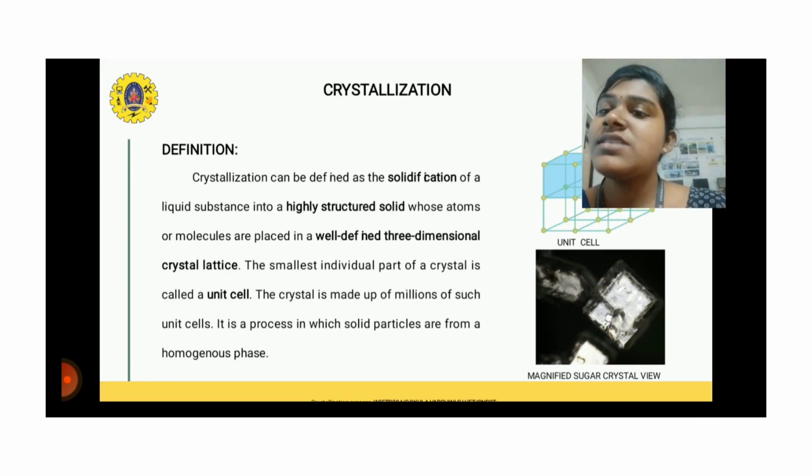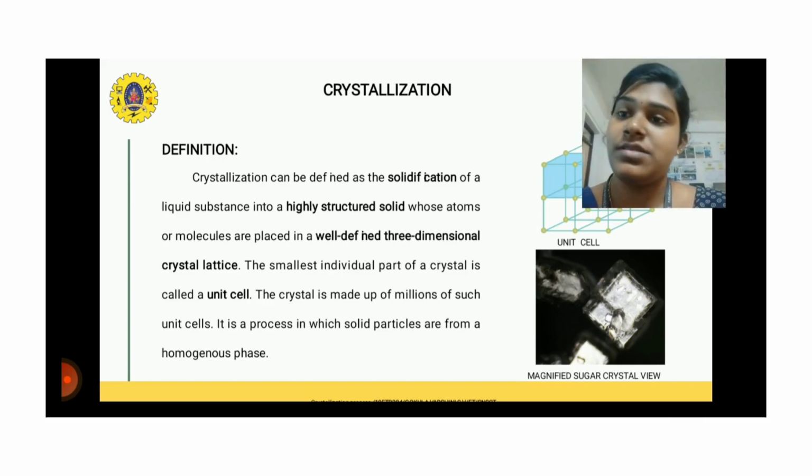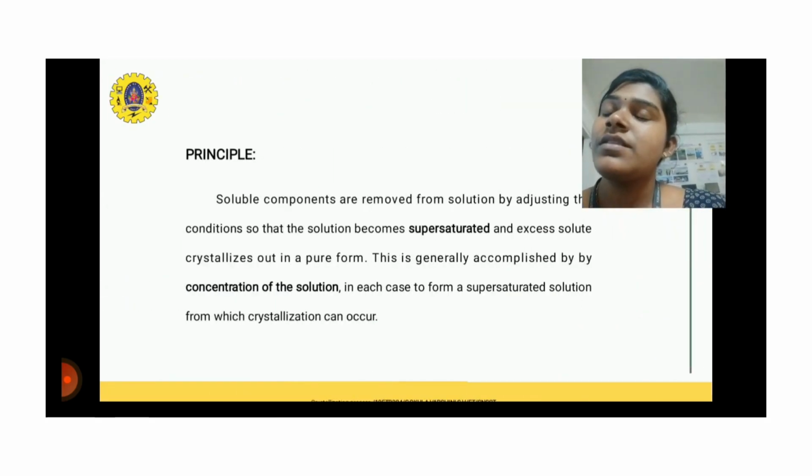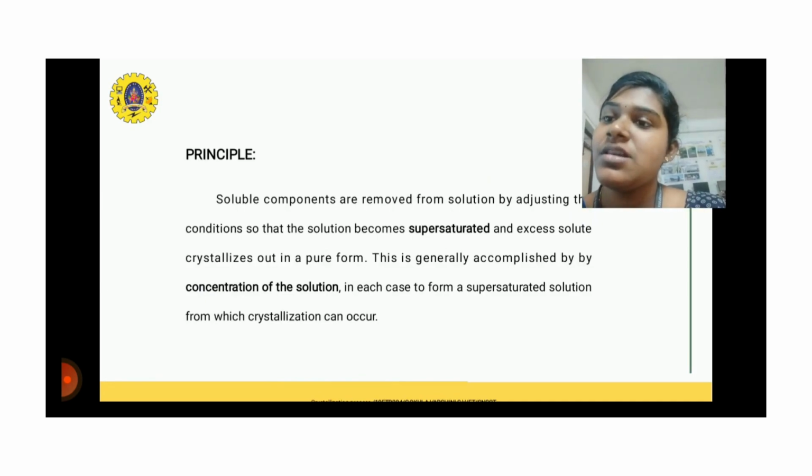The smallest individual part of all crystals is called the unit cell. The crystal is made up of millions of such unit cells, and it is a process in which solid particles are formed from a homogeneous phase. So what is the principle of crystallization? Let us see about it.